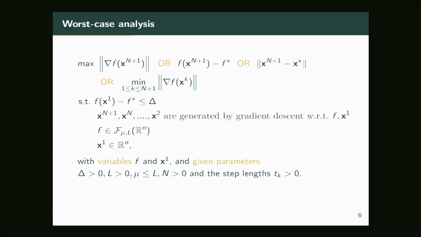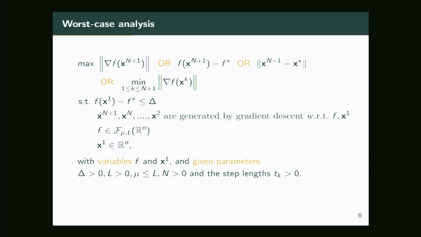So our starting point is going to be a variable in finding the worst case input, as well as the function. It's a bit confusing to understand this optimization problem. The variable is the function from this class and the starting point. The givens are these parameters just to bound the starting situation, and then these parameters for my class of functions, the mu and the L, and then the number of steps I want to take and the step lengths that I'm going to use. These are all the inputs, or these are the parameters.